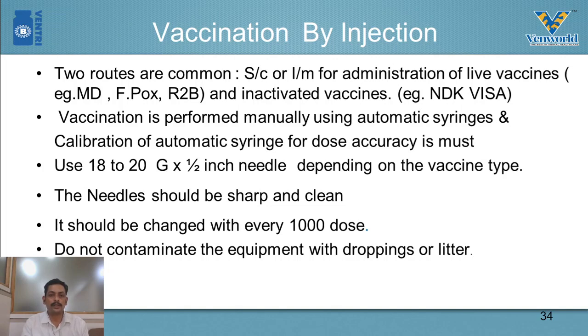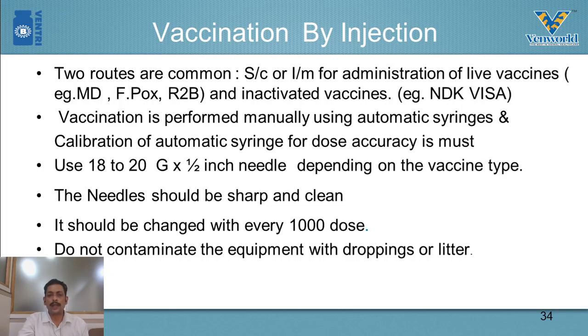So we do this subcut way. Fowl-pox vaccinations are given intramuscular or by the wing web method. Then R2B vaccines we also give the intramuscular way. Then some inactivated vaccines like ND or all the other killed vaccines, we use this method for the vaccination. For the vaccination purpose, we have to use manual or automatic syringes or vaccinators.